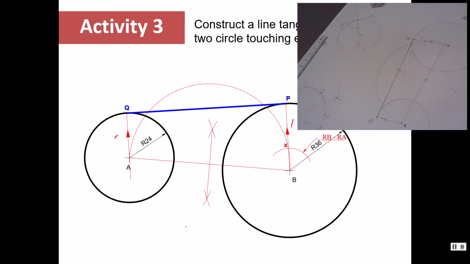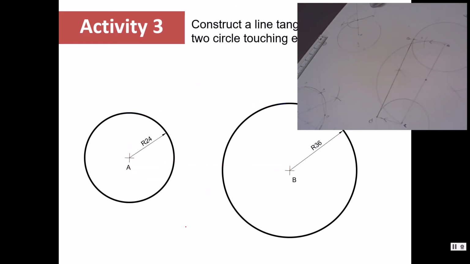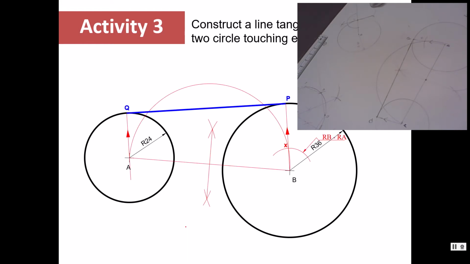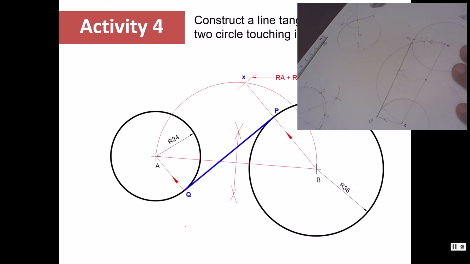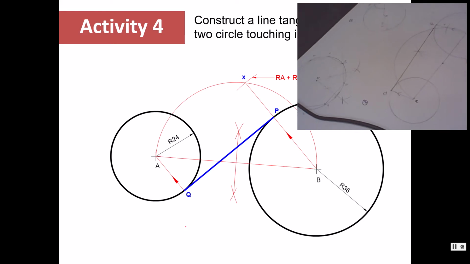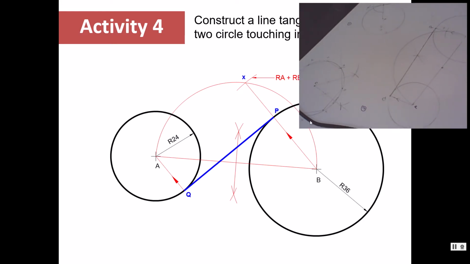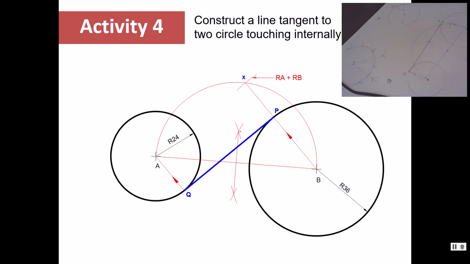Now we move to activity 4. Okay, so for activity 4, similar to activity 3, however this time the tangent line touches internally. Instead of touching here, it's touching here. We have the Q point at the bottom and the P point at the top. So let's all watch how the steps are done.